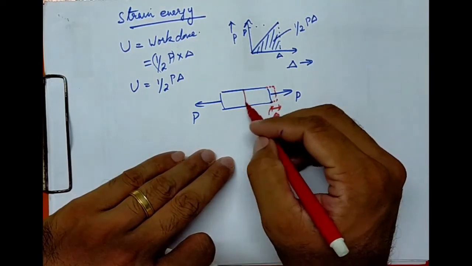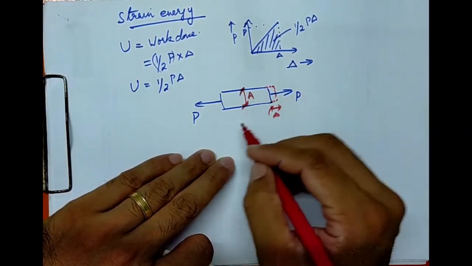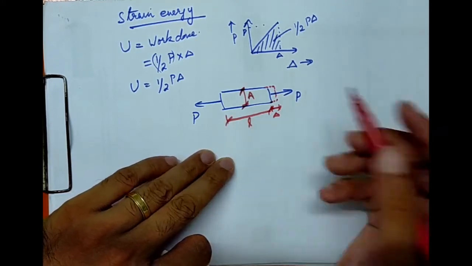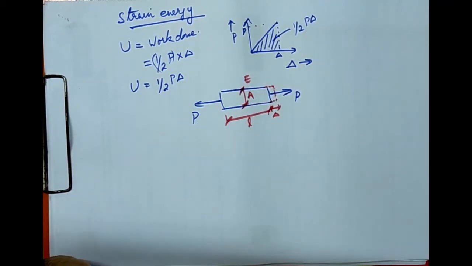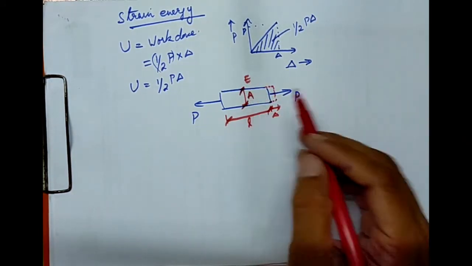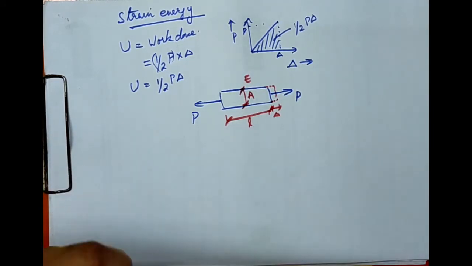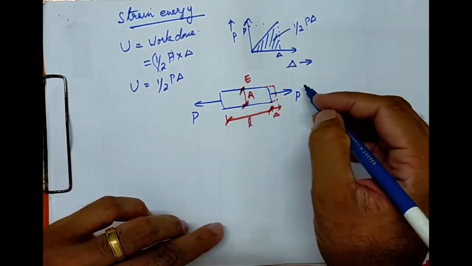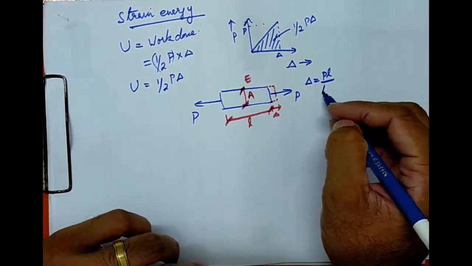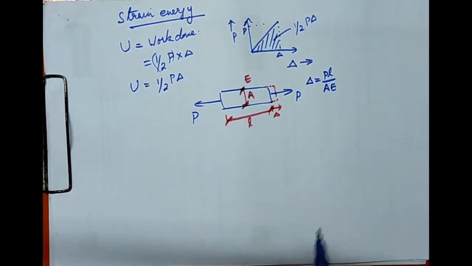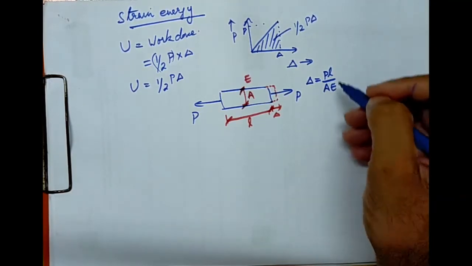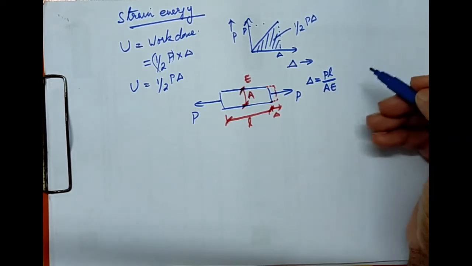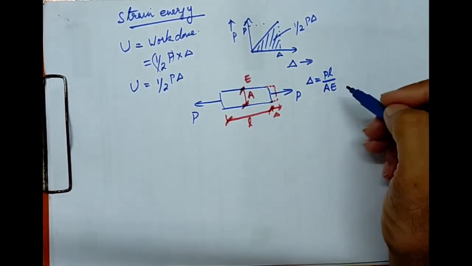If the cross-sectional area is A, the initial length is L, and the Young's modulus is E, which is a material property, while A is a cross-sectional property, then we might be familiar with the equation that the value of delta is given by PL by AE. It is a very simple expression that you will remember from mechanics of solids. If you want to know where it came from, it is a very simple derivation. We'll talk about that in a few minutes, just one or two minutes, and we'll have that derivation also.